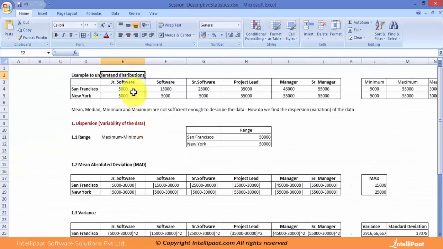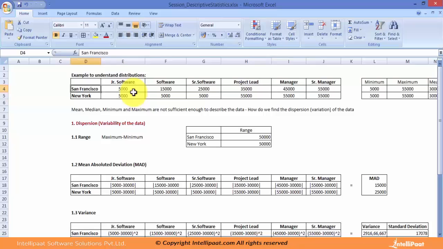This example is about how to compare two distributions. Before I use the word distribution, let me use very simple English. These are the salaries of two companies, one in San Francisco and another in New York, for different designations like junior software engineer, senior software engineer, project lead, manager and senior manager.